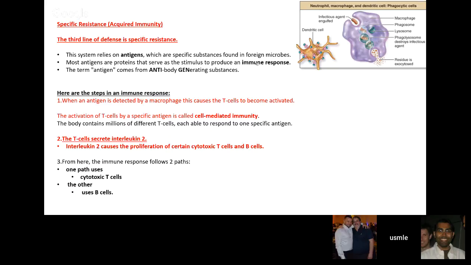And then the T cells are going to start to secrete interleukin 2. Once the interleukin 2 is secreted, that will lead you to proliferation of cytotoxic T cells and B cells. And obviously with interleukin 2, you're going to start to have fever as well. That's going to happen. And from there, you're going to have the path of cytotoxic T cells destroying everything, and the path of B cells that are going to start to produce antibodies, not the antigen, antibodies, and then going to create memory cells.